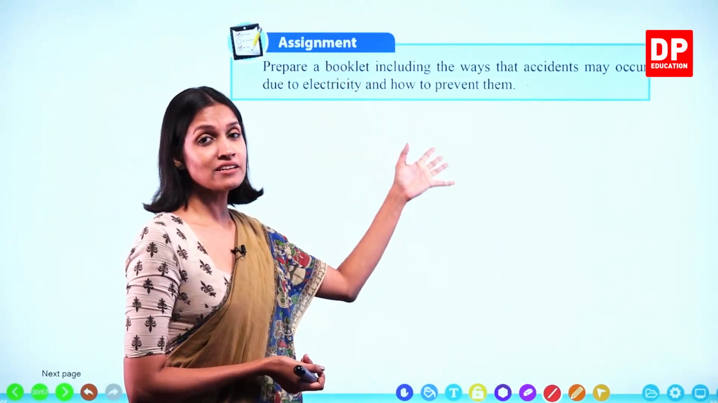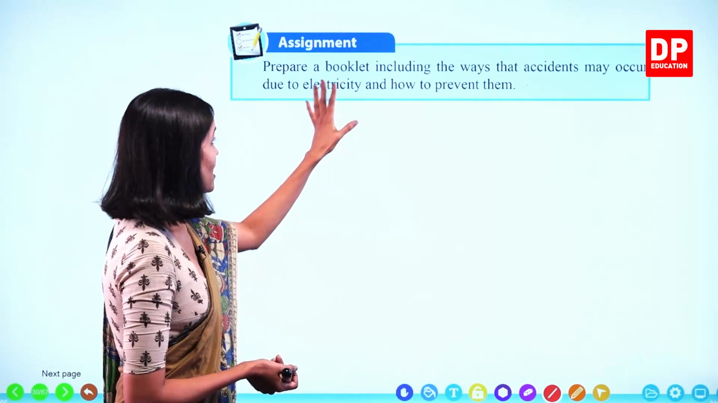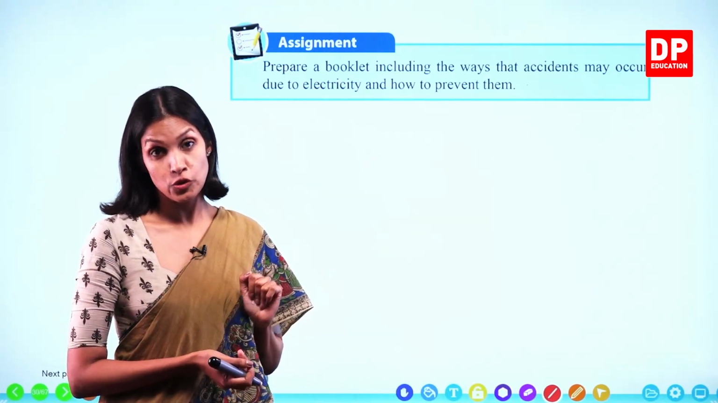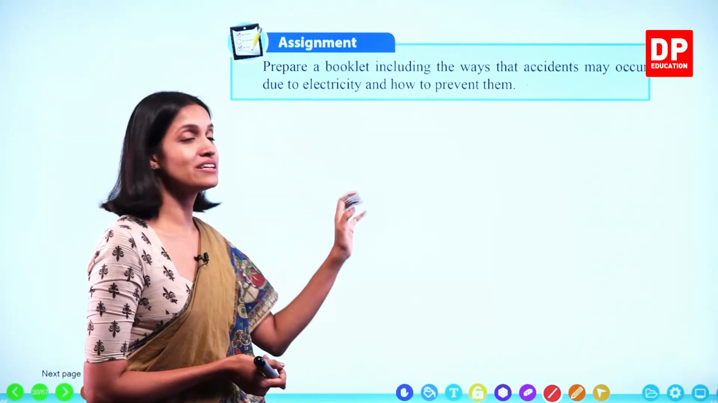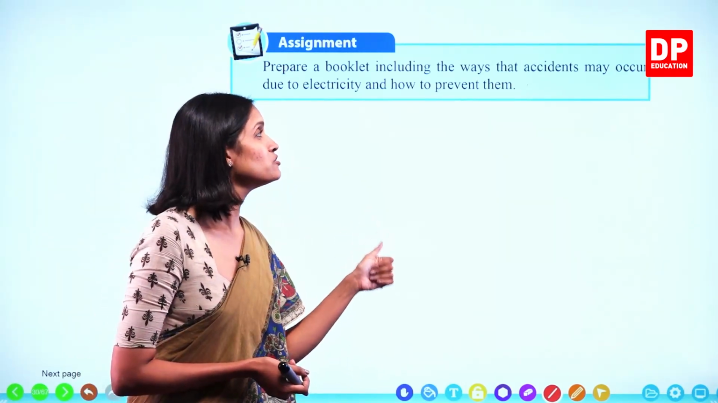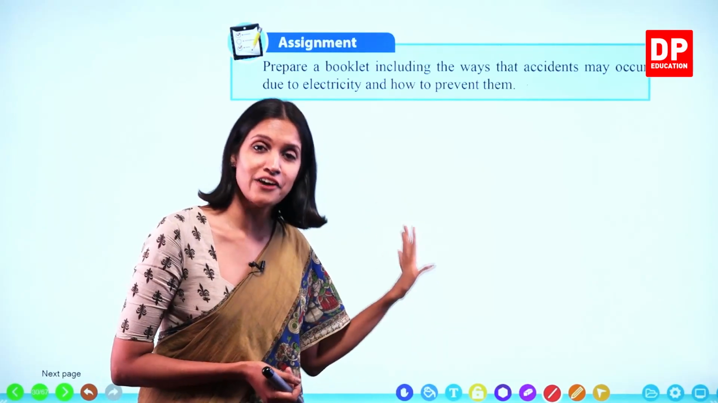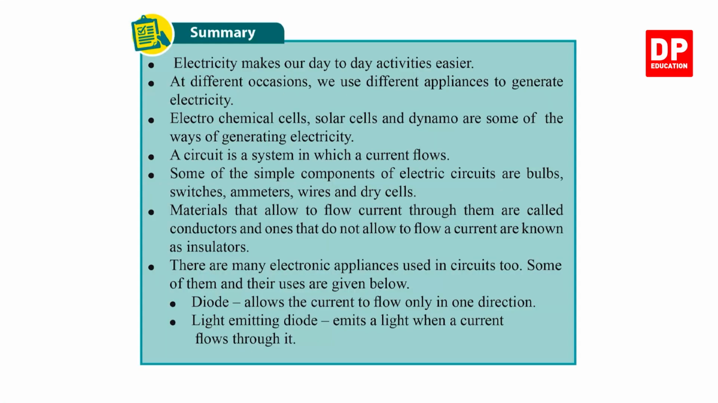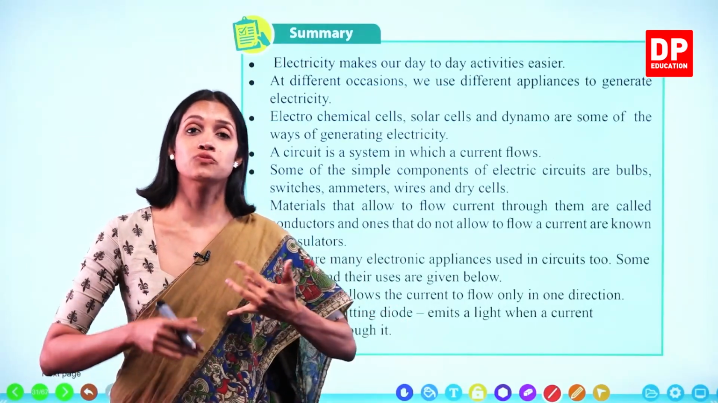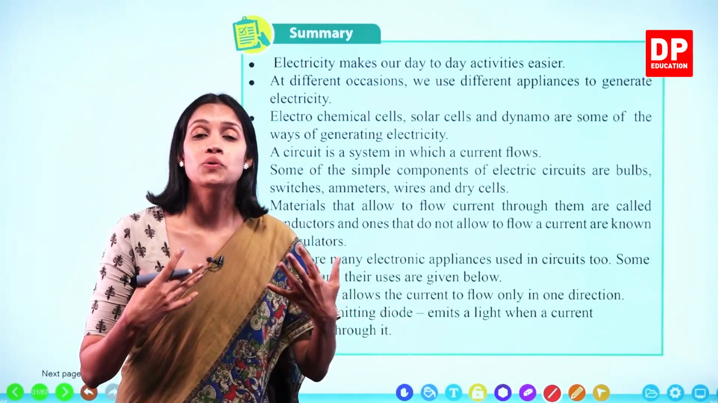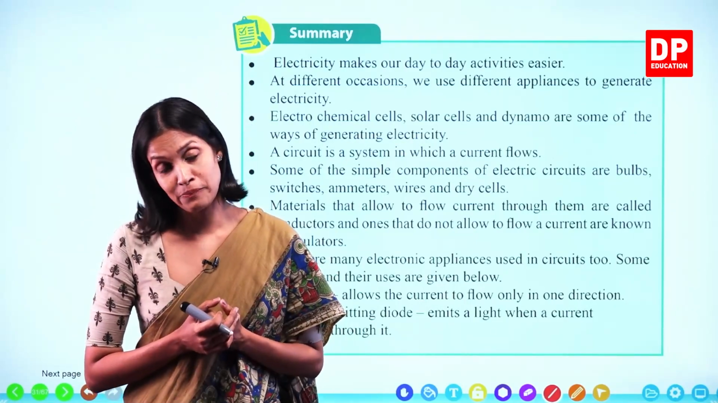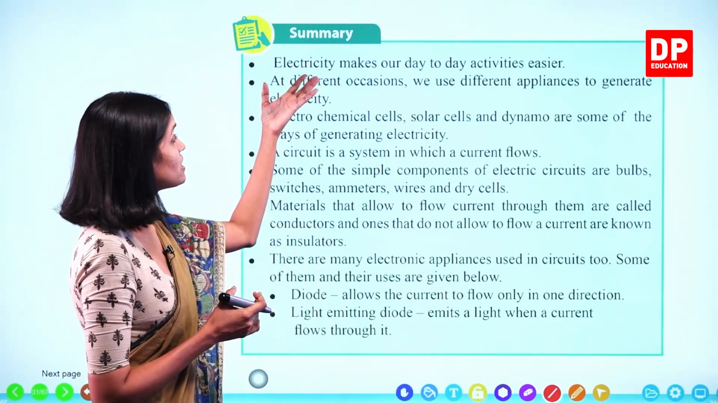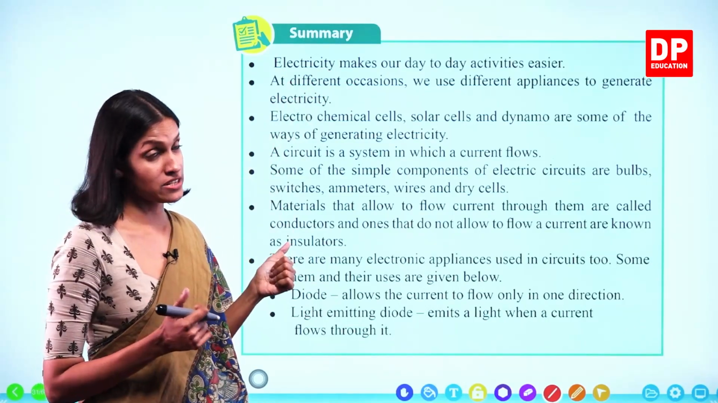So you can write a long list here and you can make a nice booklet. Okay, children? So we have completed the lesson. Now we are going to see the summary to see what we have learned so far. Look at the summary. Electricity makes our day-to-day activities easier. This is the first thing we learned. Not like ancient days, nowadays for cooking, for washing, we can use different types of electrical appliances. Therefore, it's very easy to do our day-to-day activities.